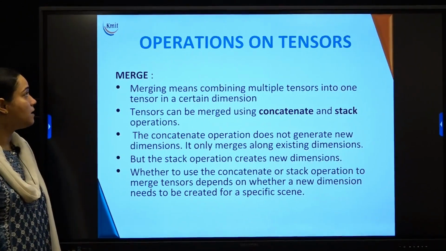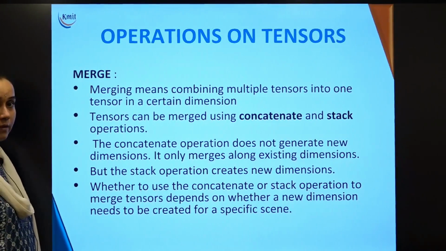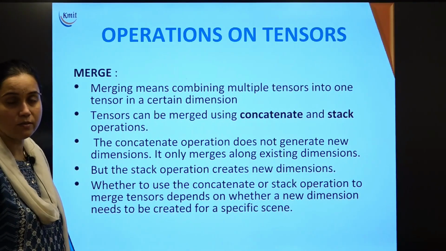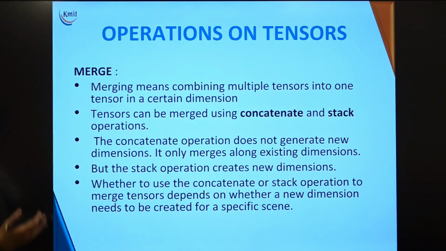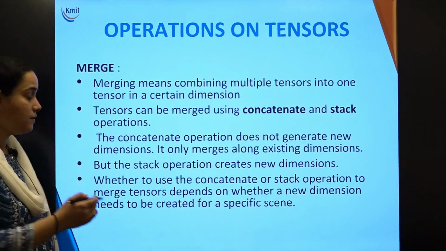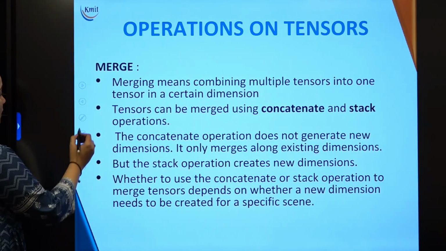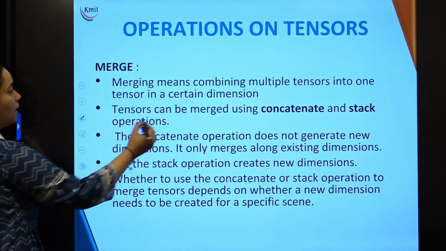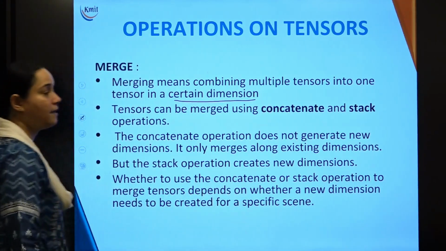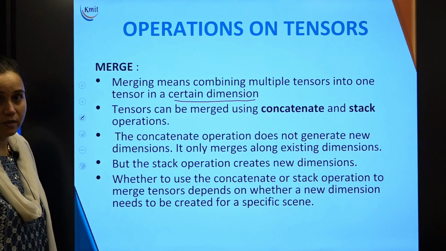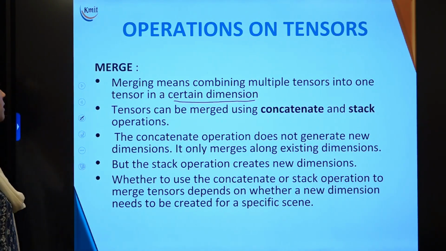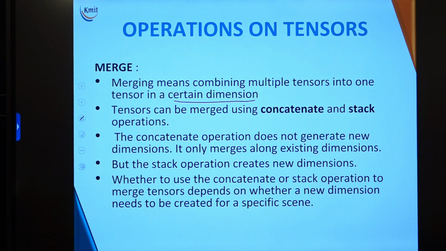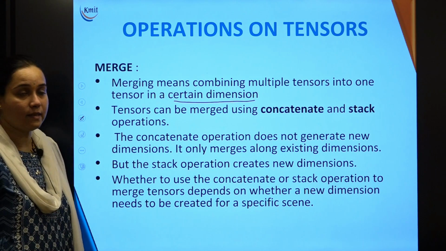The first type of miscellaneous operations on tensors that you are seeing today is merge. As the name itself suggests, merge means combining multiple tensors into one tensor. But this is important: I am merging along a certain dimension. I am going to merge two tensors based on a certain dimension. Tensors can be merged by using the concatenate operation and the stack operation.